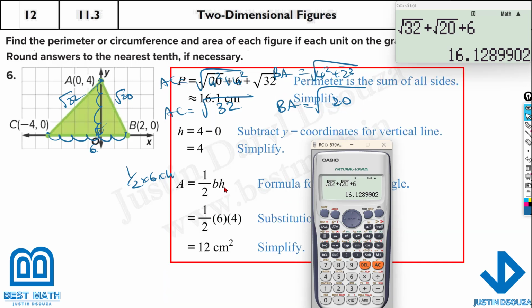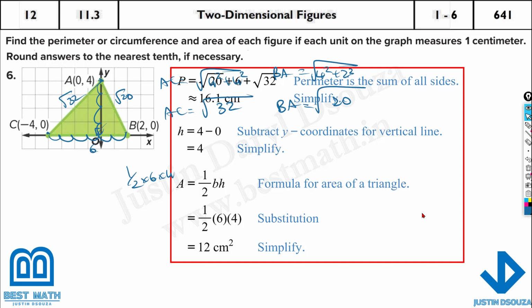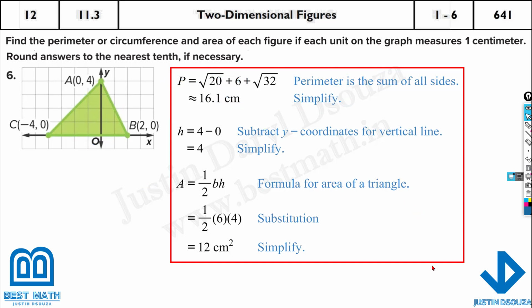Over here we can see that's the perimeter, 16.1 centimeter. The area is 0.5 or half into 6 times 4. That is 3 times 4, 12. So if you know the formulas, then easily you can solve these problems.